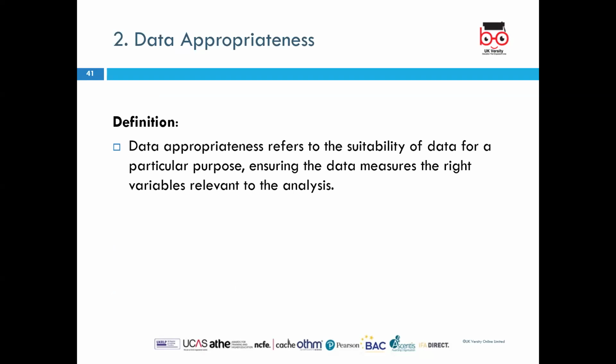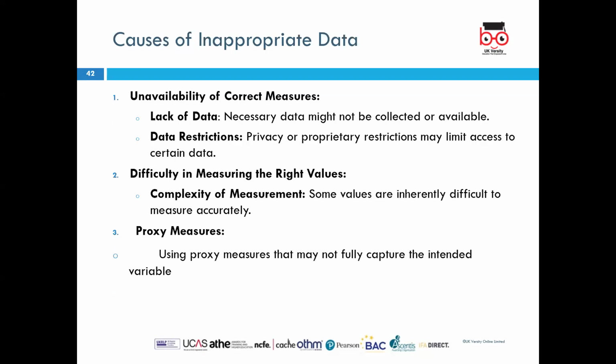Data appropriateness simply refers to the suitability of data for particular purposes, ensuring that data measures the right variables relevant to our analysis. So what could be the causes of this inappropriate data? Unavailability of correct measures, difficulty in measuring the right value, proxy measures.